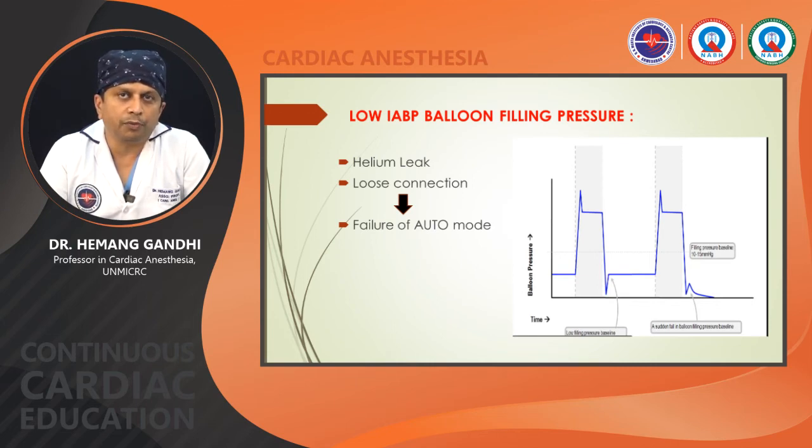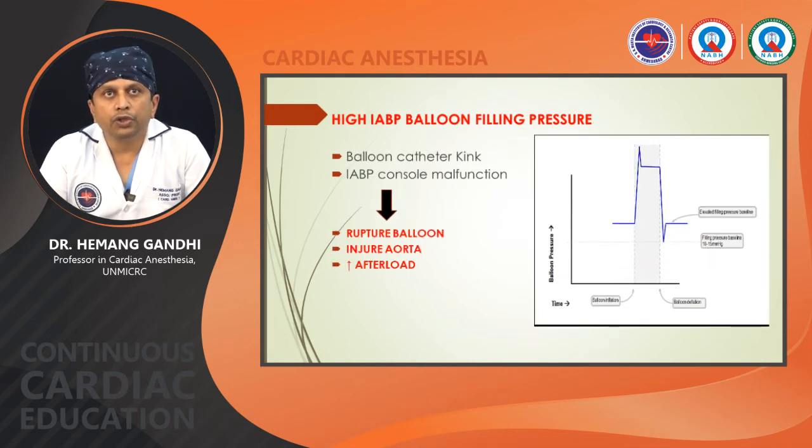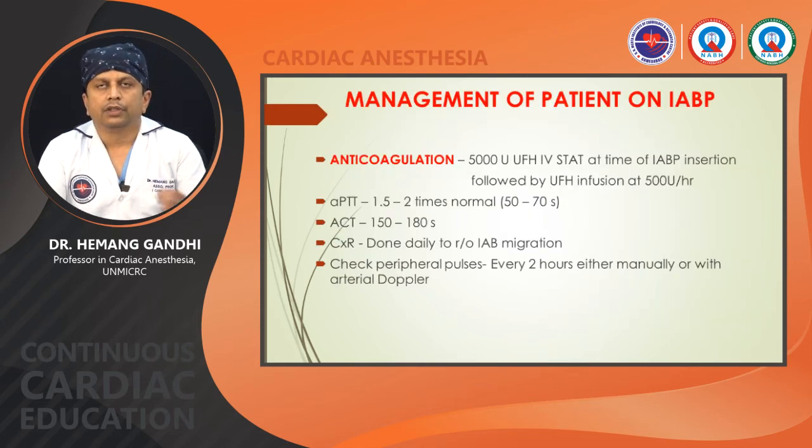The auto mode will not work properly because of the leak, and the filling pressure is very low compared with normal. And when the filling pressure is high due to a balloon catheter kink or IABP console malfunction, the balloon can rupture or injure the aorta, and it also increases the afterload of the heart.